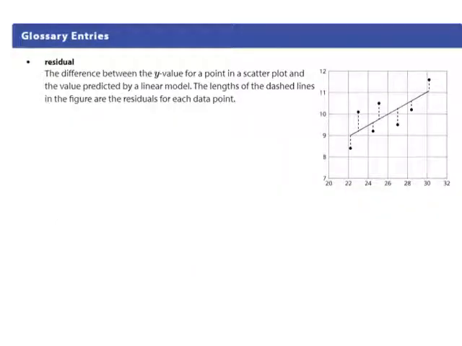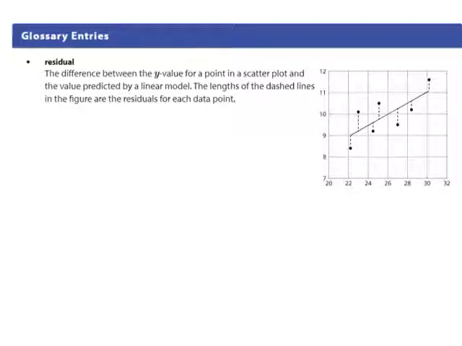This is the definition of a residual. You should pause this video and write this down in your notebook. The residual is the difference between the y value for a point in a scatter plot, so the actual scatter plot data, minus the value predicted by the linear model. So the linear model is the values that are on the line. And the lengths of the dashed lines in the figure are the residuals.